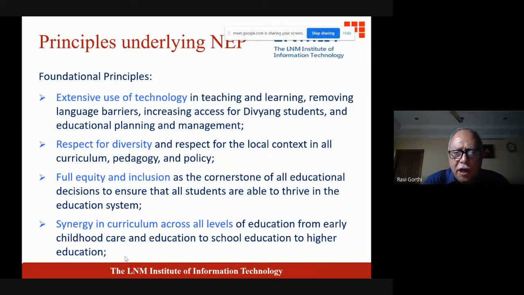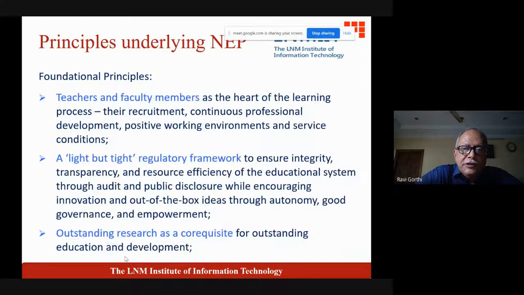The document is for all. So there is an emphasis on those who are unable to reach out. Respect for diversity and respect for local context in all curriculum, pedagogy, and policy. Full equity and inclusion as the cornerstone, we understand. Another beautiful point, synergy in curriculum across all levels, not in patchwork, not here and there. A synergy from primary to middle to high school to higher education. That's the underlying principle of this NEP.